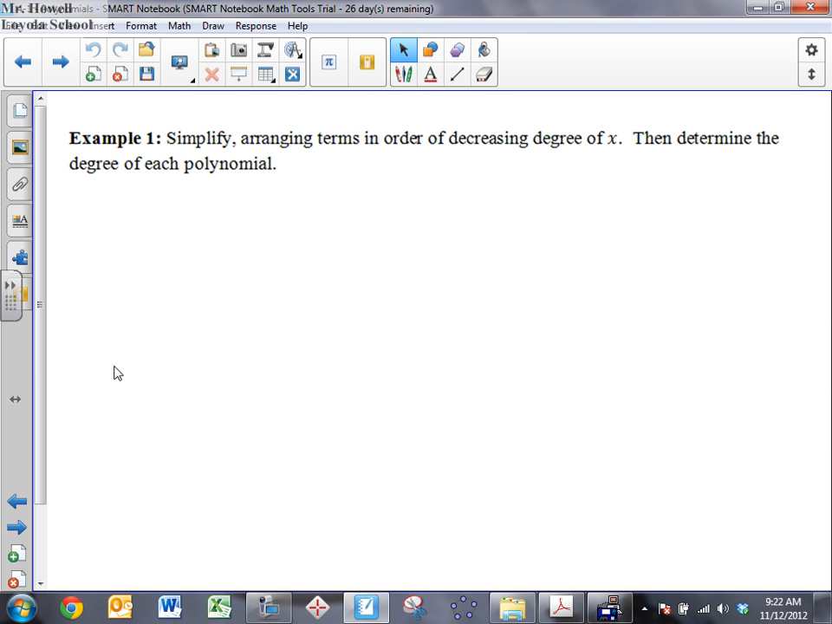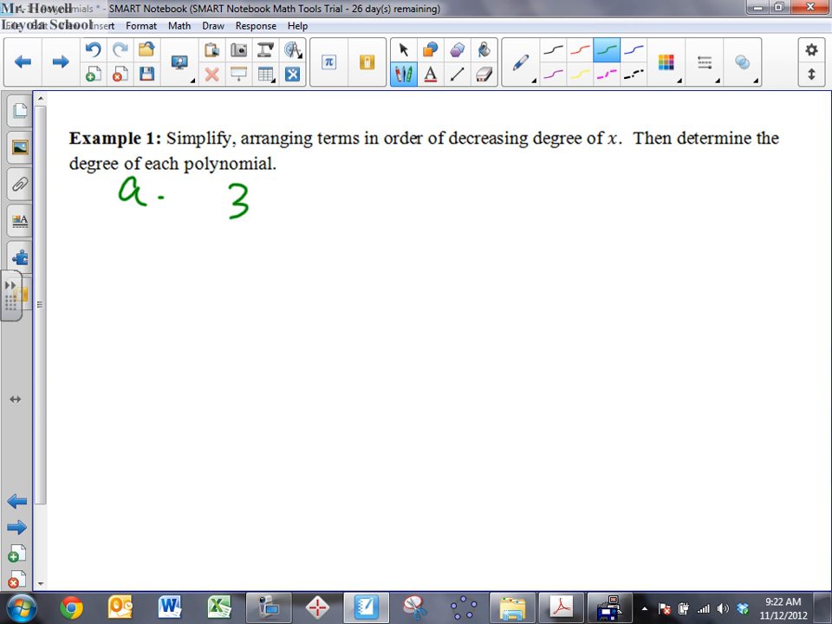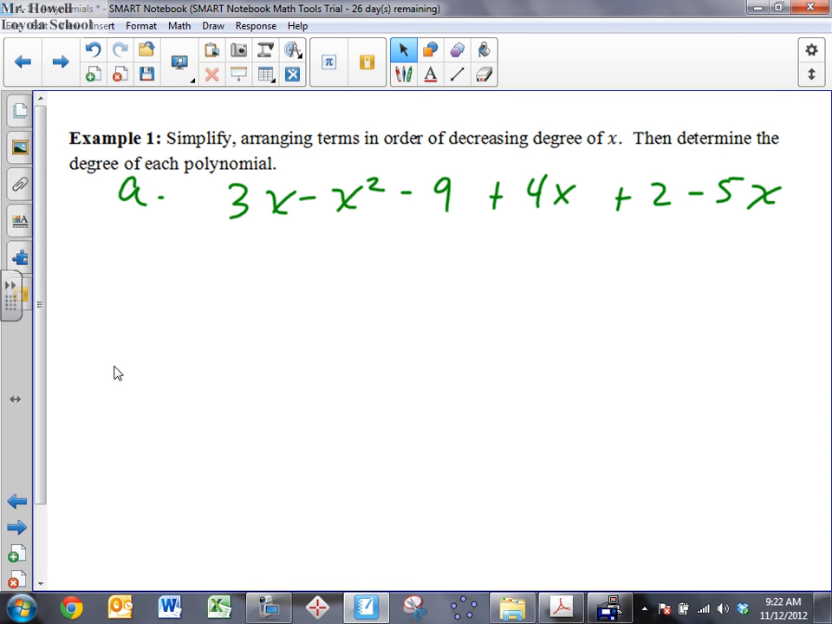All right, let's look at a quick example here. Simplify a range of terms in order of decreasing degree of x, and then determine the degree of each. Okay, so the first one we're going to look at here is going to be 3x minus x squared minus 9 plus 4x plus 2 minus 5x. Should take us 10 seconds to do this kind of problem. So again, all we're doing is simplifying and arranging them in decreasing degree of x, not y, there's only x.